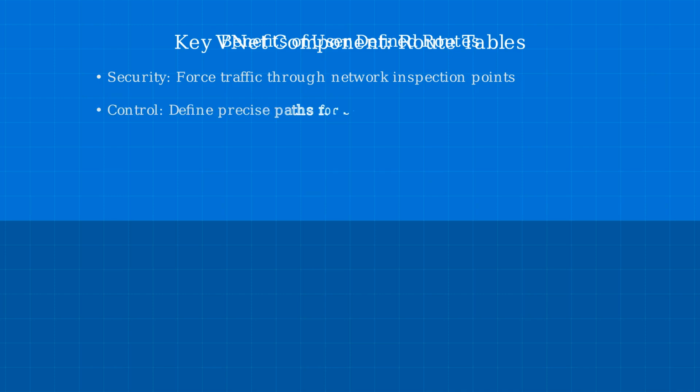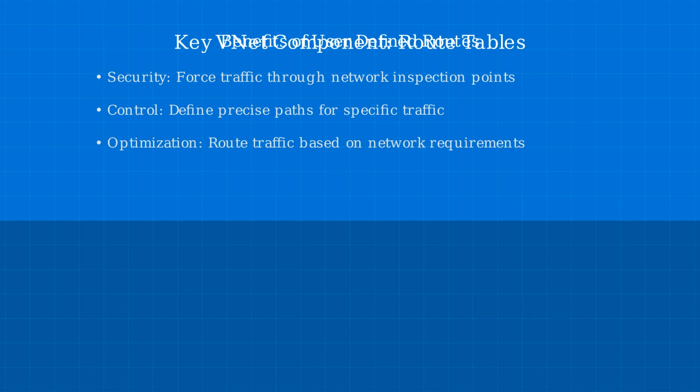User-defined routes provide several important benefits. They enhance security by forcing traffic through inspection points like firewalls. They give you precise control over network paths, allowing you to define exactly how traffic flows between resources. They enable network optimization by directing traffic based on specific requirements like latency or bandwidth. And they facilitate hybrid connectivity by seamlessly integrating Azure with on-premises networks.